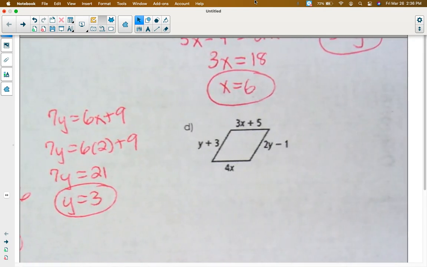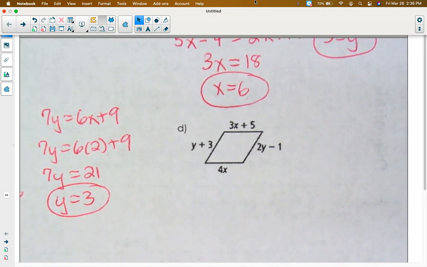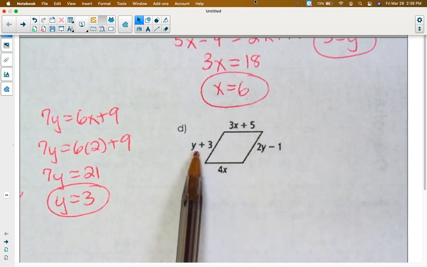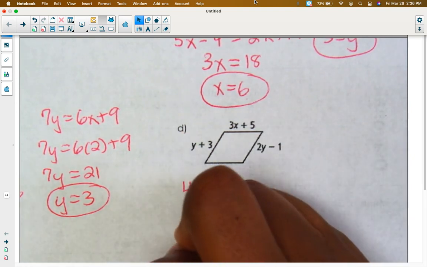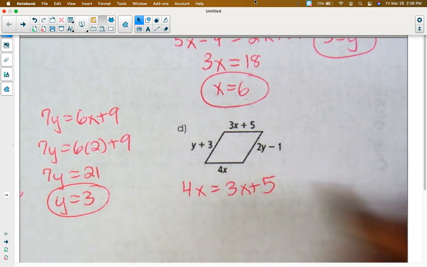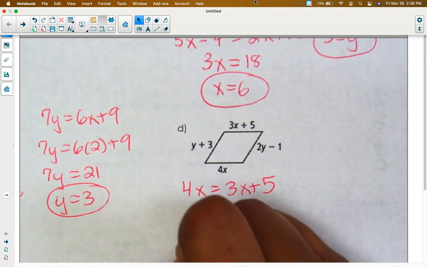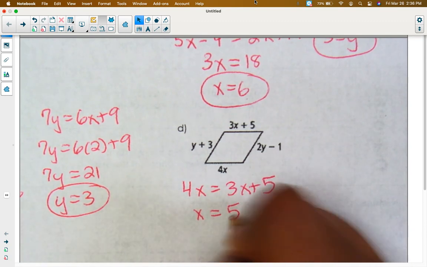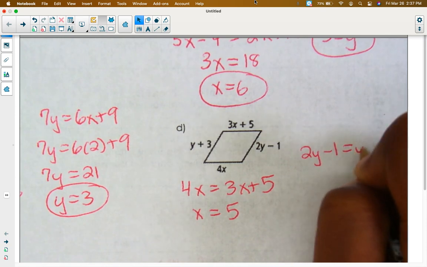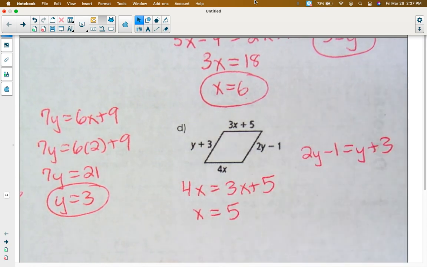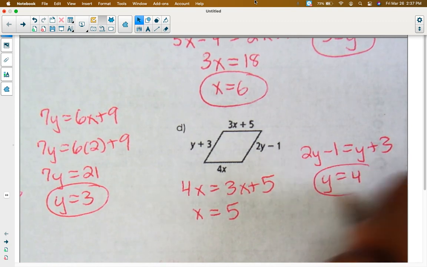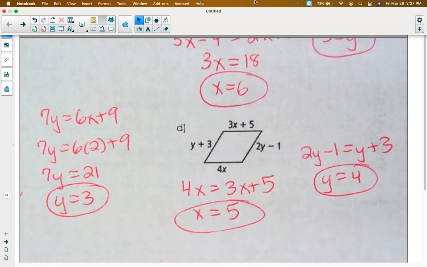D. D looks like a similar thought process as well. I know that these two are equal to each other, and I know that these two are equal to each other. So 4x is equal to 3x plus 5. Subtract 3x from both sides. I got x equals 5. And I also know that 2y minus 1 is equal to y plus 3. Solve the equation, subtract y from both sides, add 1 to both sides. Y is 4 and x is 5.